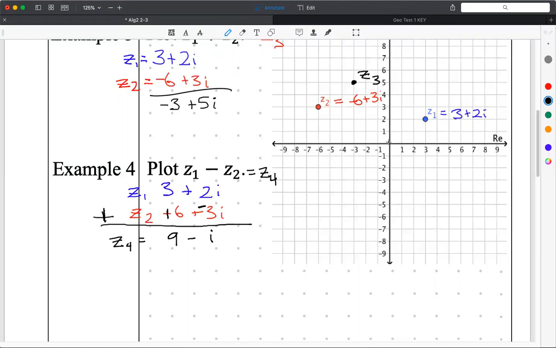You want me to graph it? Yes, please. Okay. So 9 is the real number, so it'd be 9 on the real axis. And negative i is also equal to negative 1i, so that'd be negative 1 on the imaginary axis. And that would be your Z4 point. Well said, yeah.